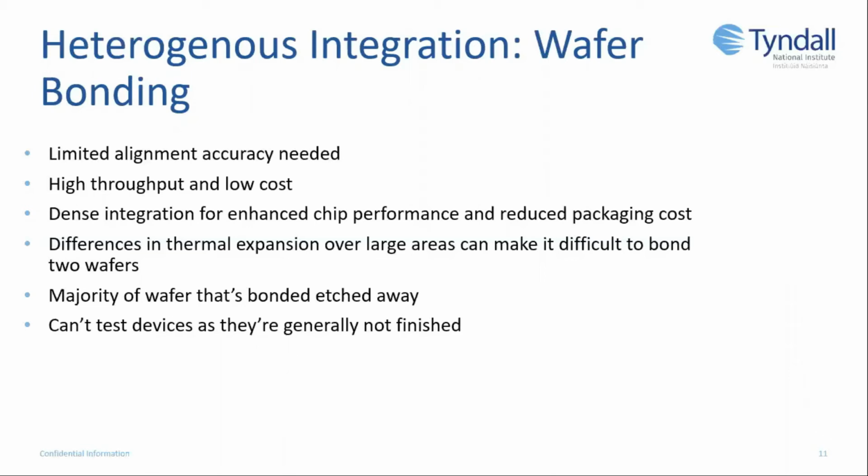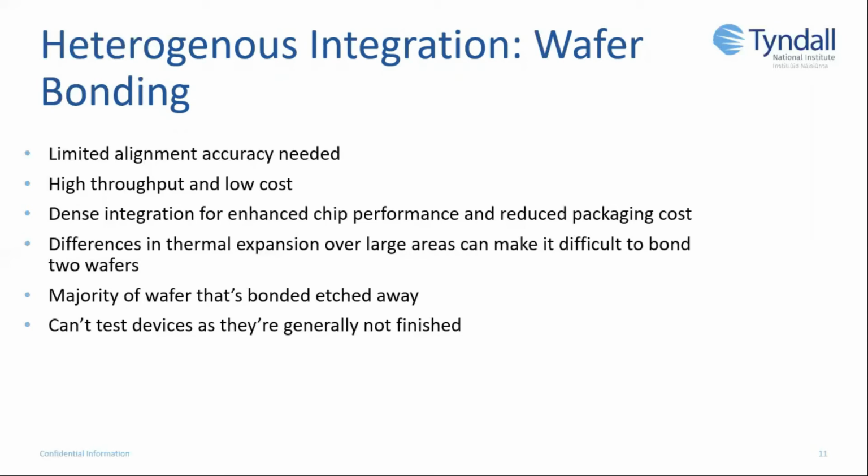There's a high throughput and there's a low cost to wafer bonding. And because you're putting all the material onto the wafer, you can have dense integration of devices because you can etch away and form however many devices that you want on the PIC. And there's a reduced packaging cost. But the main disadvantage is that there's differences in thermal expansion over large areas. So this can make it difficult to bond two wafers, and you can end up with thermal stresses being induced.